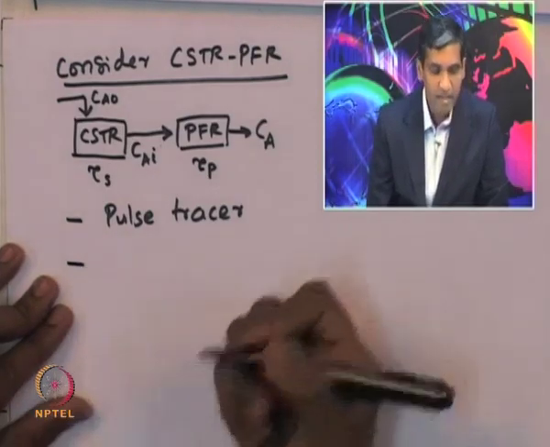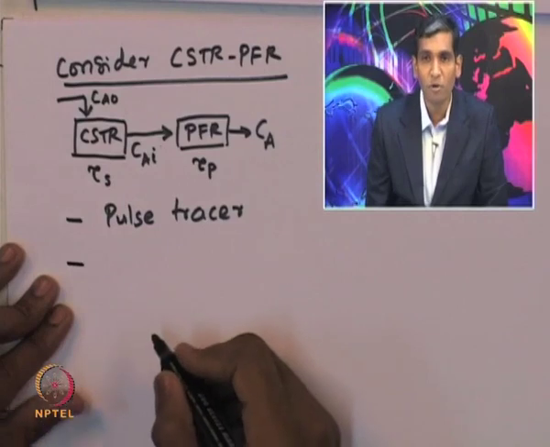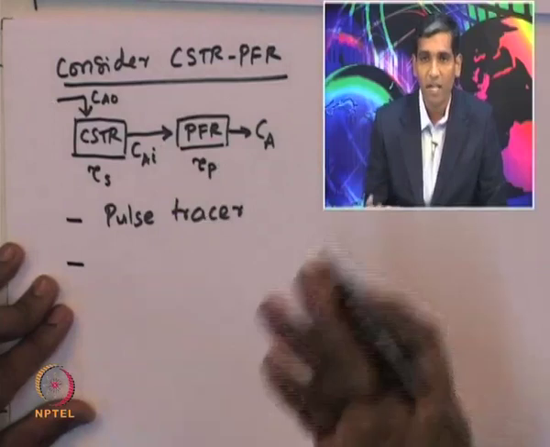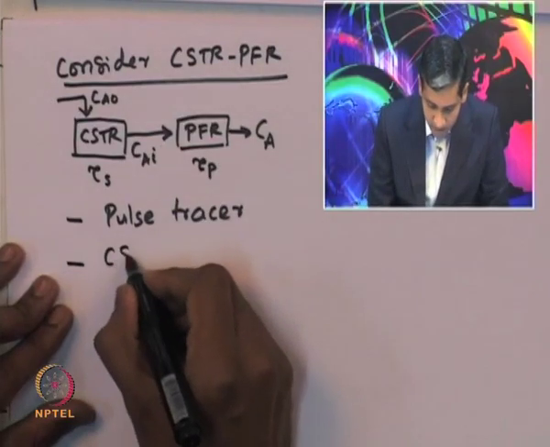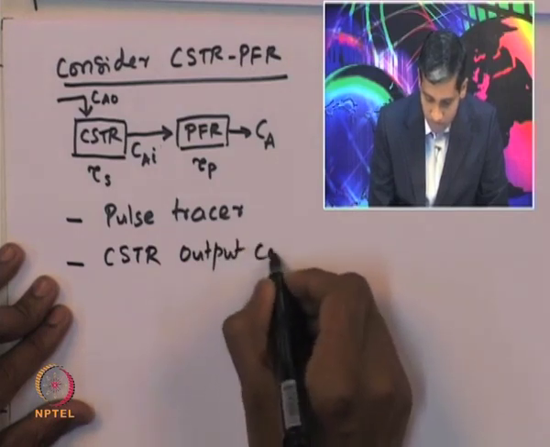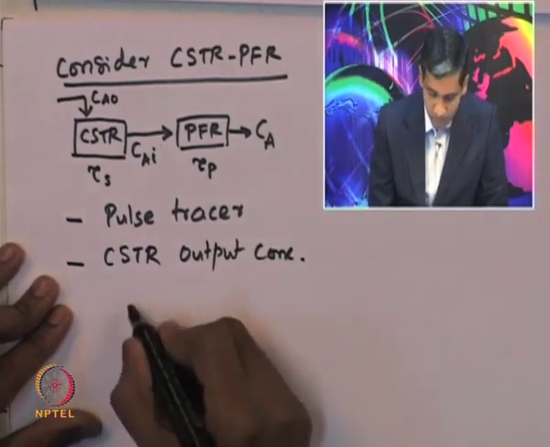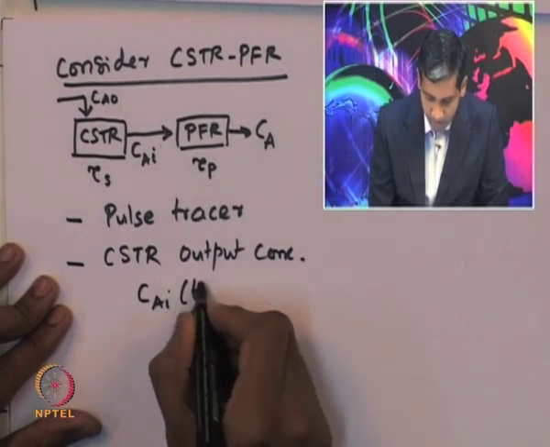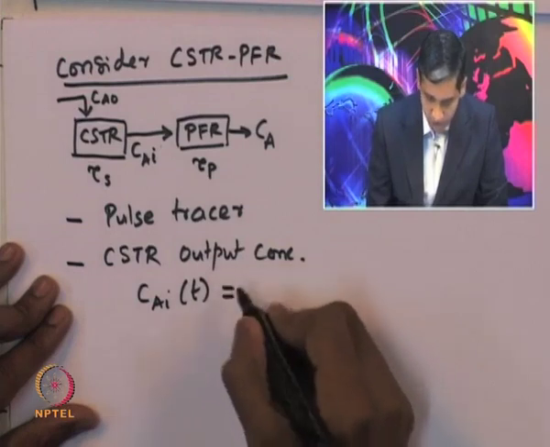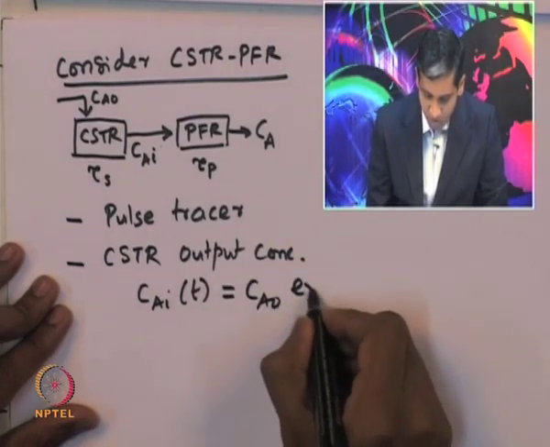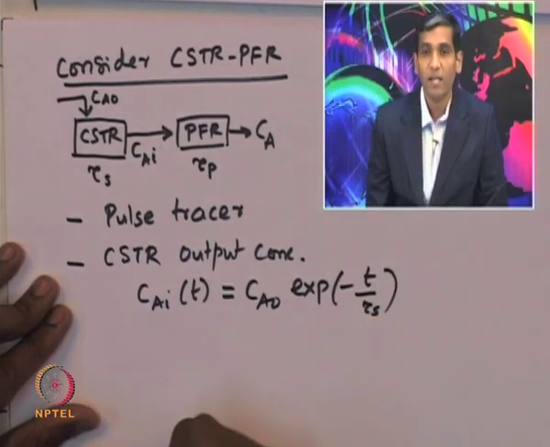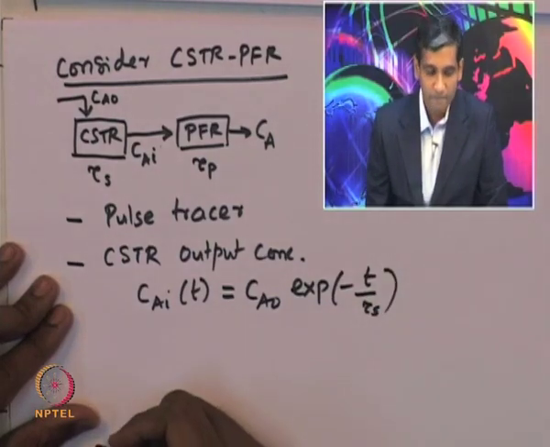Now, we know the CSTR output concentration. We know the mole balance for the tracer, we have seen it many times. The CSTR output concentration based on the mole balance is Cai. By solving the mole balance, Cai as a function of time is equal to Ca naught times exponential of minus t by tau s, where tau s is the space time of the CSTR.